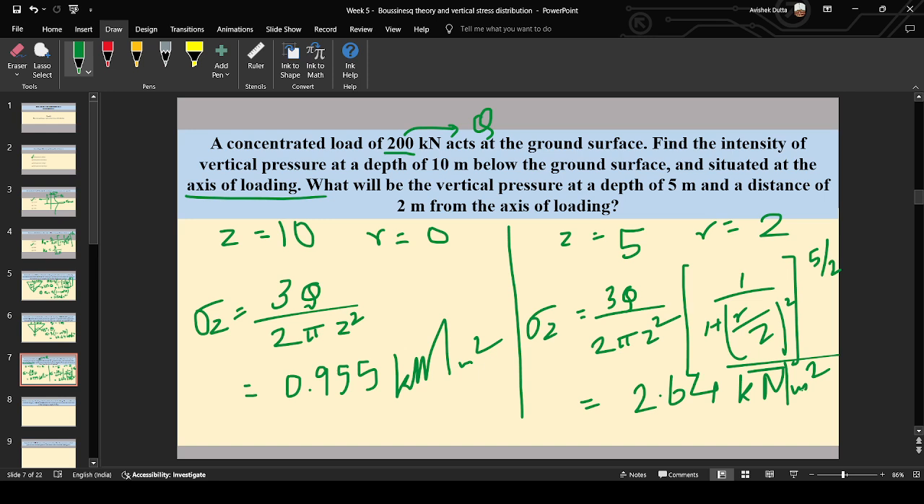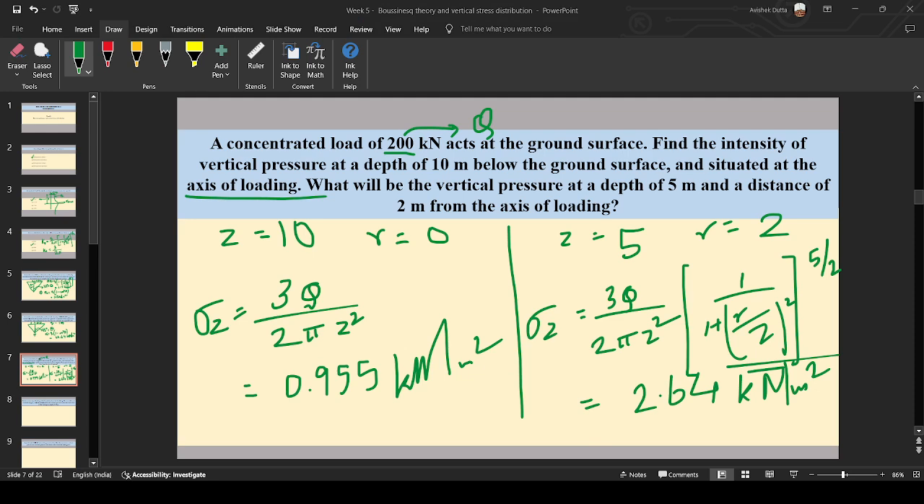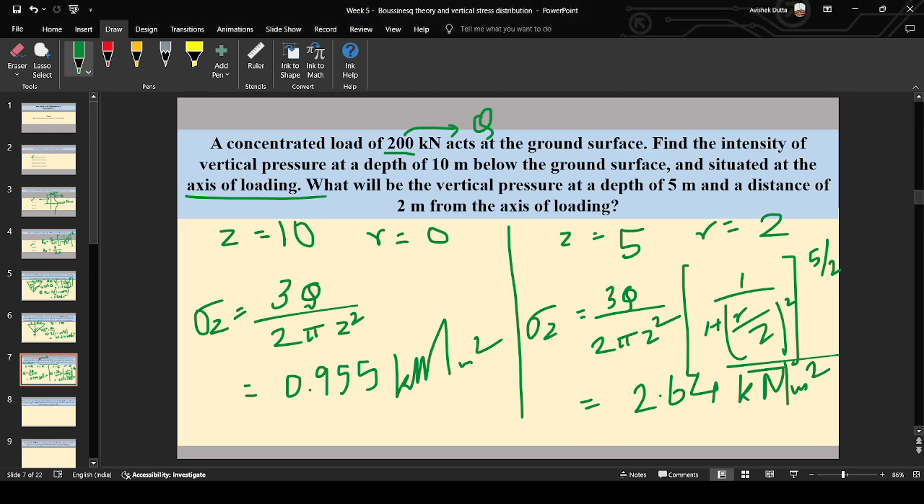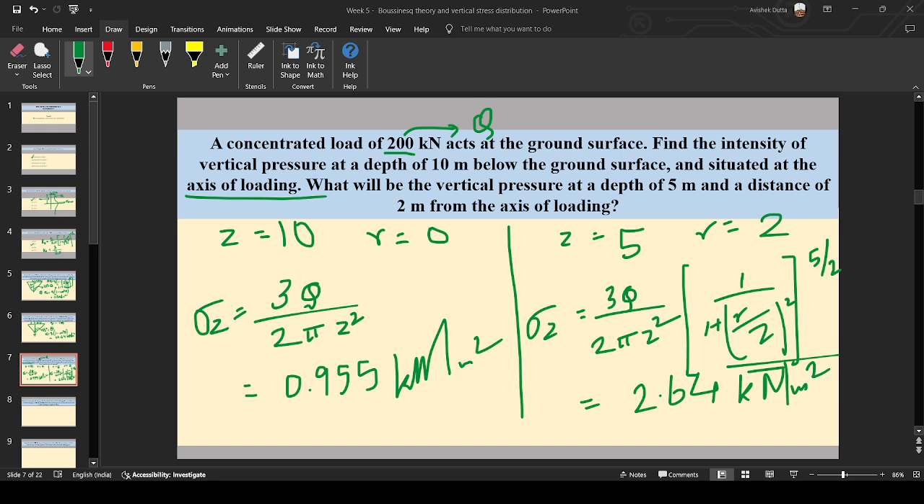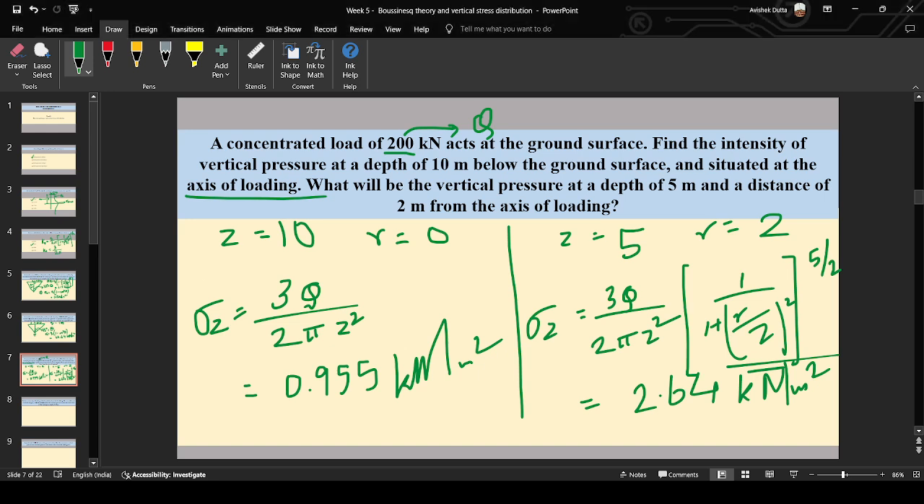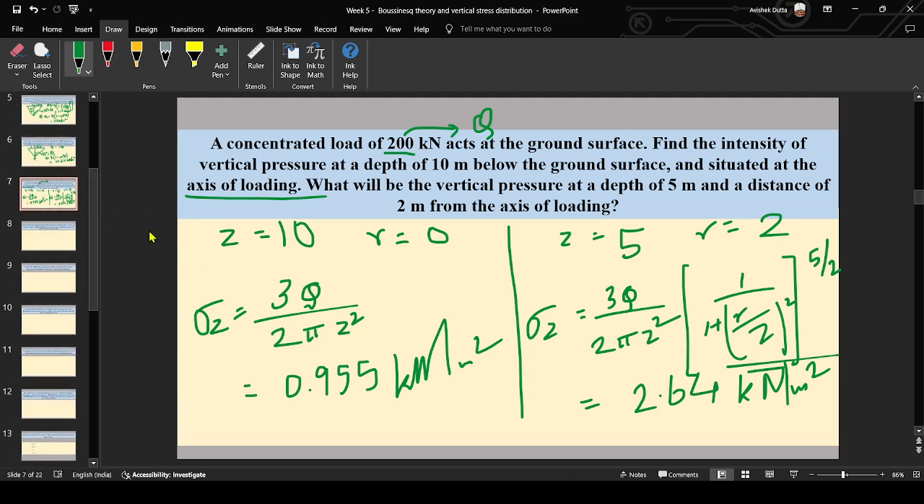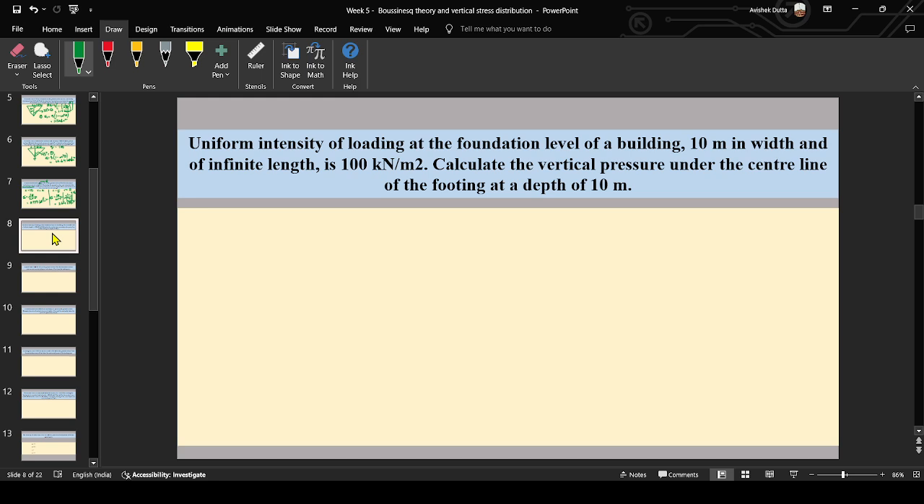So, two different cases. You have to use two different scenarios. Same formula, just bending it a bit and finding out the solution. Next question.